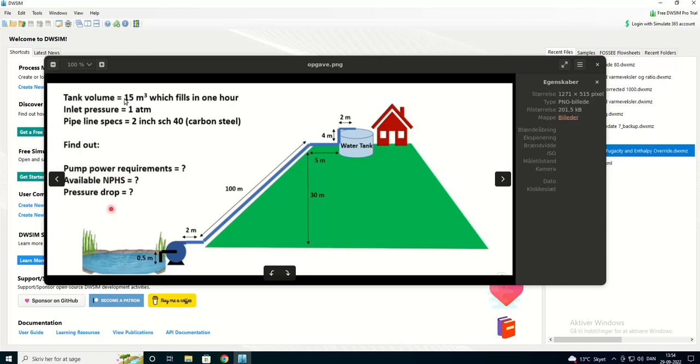It's 15 cubic meters, and the inlet pressure is 1 atmosphere, and the outlet pressure up here is also 1 atmosphere. The tubing is a 2-inch.